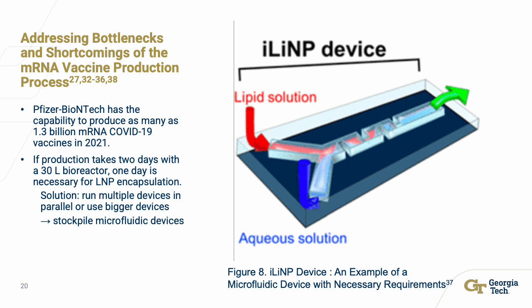The device is called an ILINP device, and the structure as shown in Figure 8 is suitable for potential use because it has an etched design, which allows for microchannels, which are necessary in large-scale production. If the LNP encapsulation bottleneck could be successfully addressed by stockpiling these devices, then Zika virus vaccine production could increase in speed and prevent further spread of the disease.